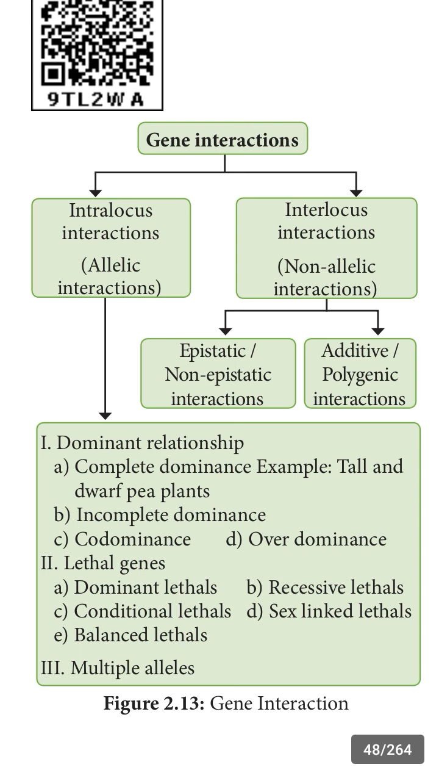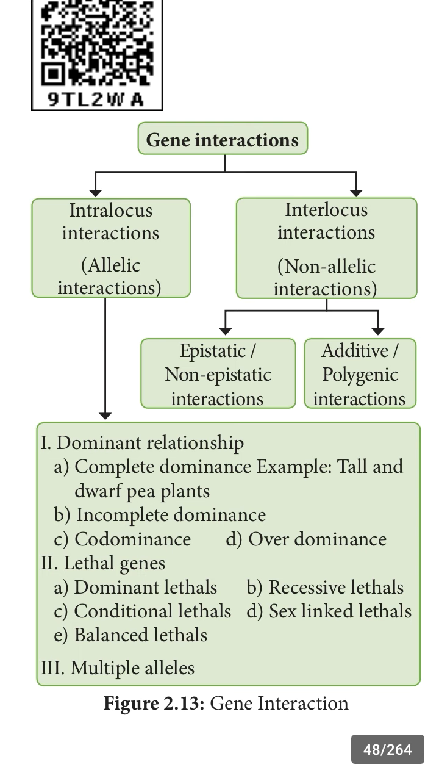Next is sex-linked lethals. Next is the balanced lethal. In balanced lethal also, the heterozygous will be superior to the homozygous. The third type of interlocus interaction is multiple alleles. So one gene has many alleles, they are interacting and exhibiting the phenotype, then it is called multiple alleles.